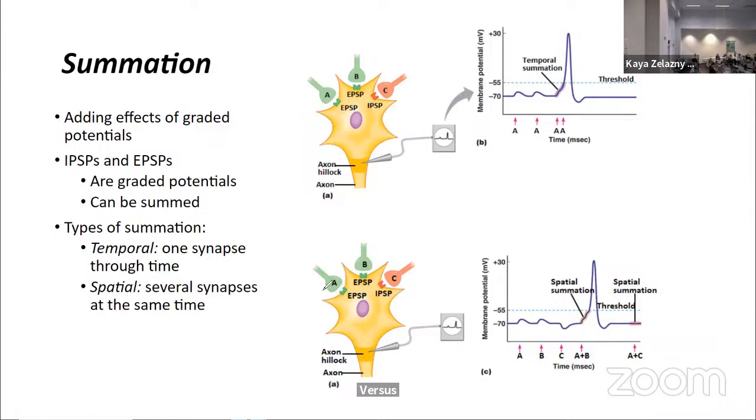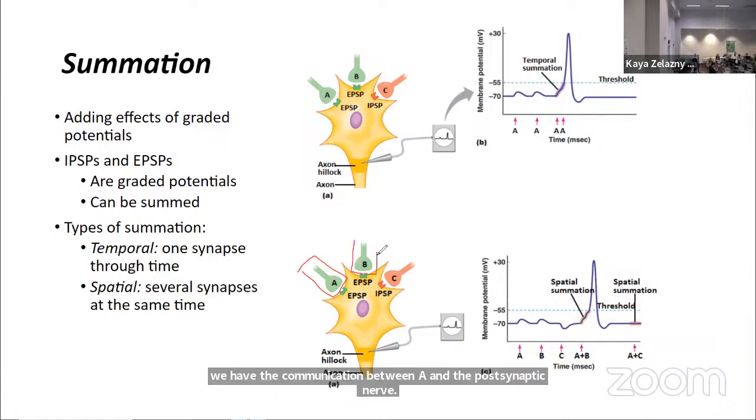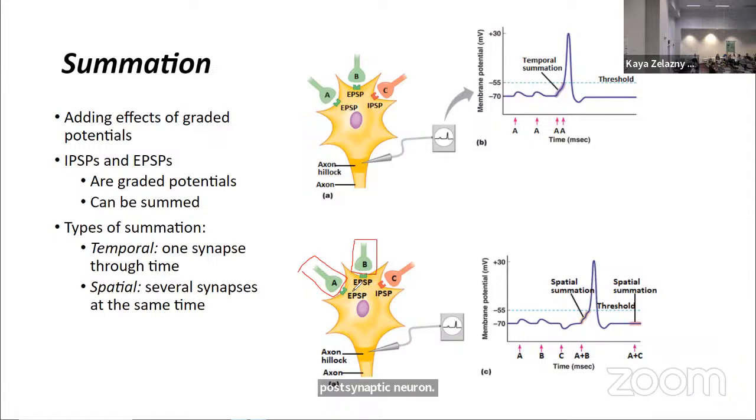Now we're going to be thinking about this convergence, right? So we have our 3 presynaptic neurons. We have essentially 3 synapses. So we have the communication between A and this postsynaptic neuron. We have the communication between B and this postsynaptic neuron. Both A and B are excitatory, creating EPSPs, excitatory postsynaptic potentials.